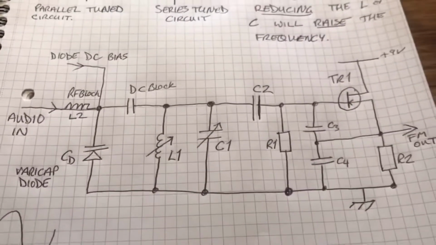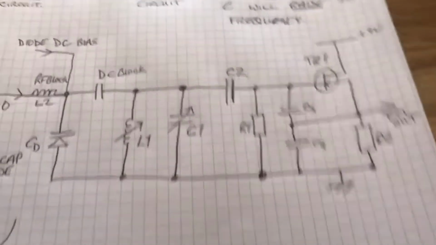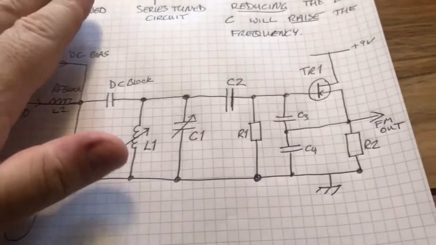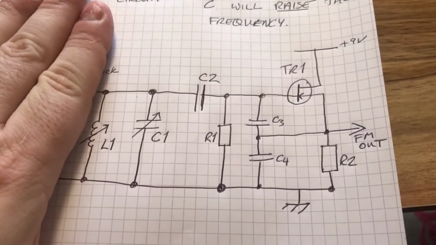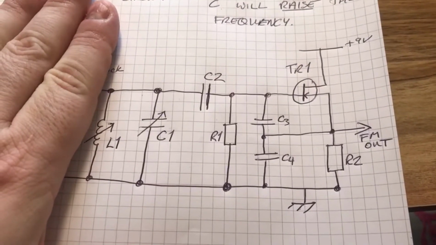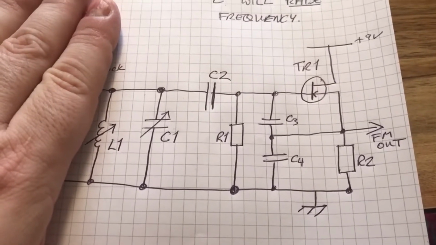So this is the diagram drawn out that we had earlier. And again, just to reiterate, this is the oscillator circuit that we saw in the oscillator section. It's an LC oscillator with the L and C on the left hand side as you look at it.